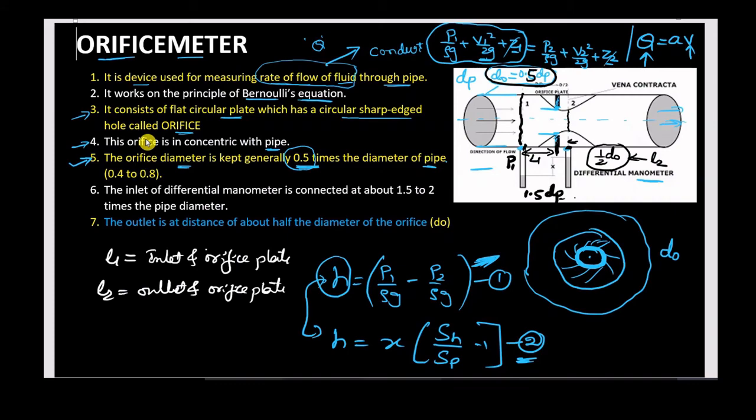Understood? So what is the standard formula for L1? L1 is equal to 1.5 times the diameter of the pipe, but L2 is half of the diameter of the orifice. So be careful when you are taking the values, because somebody may ask you in industry to set up an orifice meter. In that case, you need to take a differential manometer and connect it at the inlet and outlet. Okay, these are the basics, the introduction or basic formulas of the orifice meter.